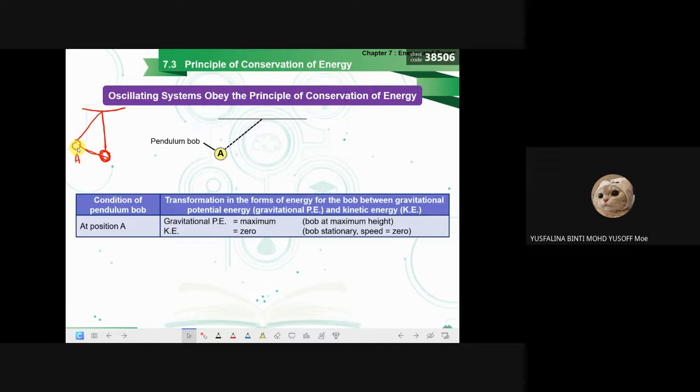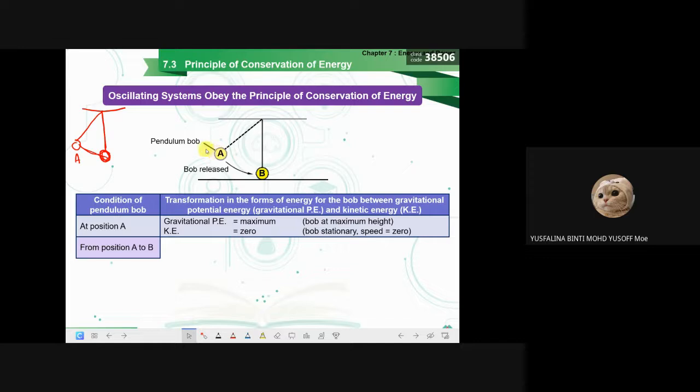So it has gravitational potential energy, because the gravitational potential energy is the energy that depends on the position. Now you increase the position, so it's higher than the original position, so it has gravitational potential energy. So here the gravitational potential energy is maximum, and the kinetic energy is 0.